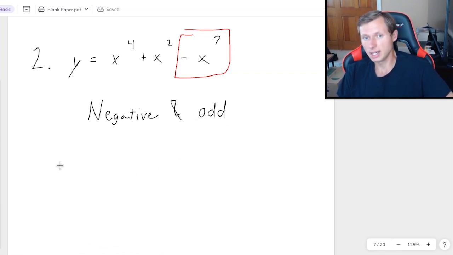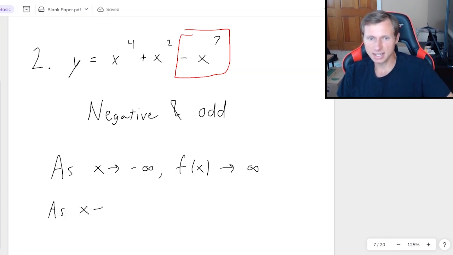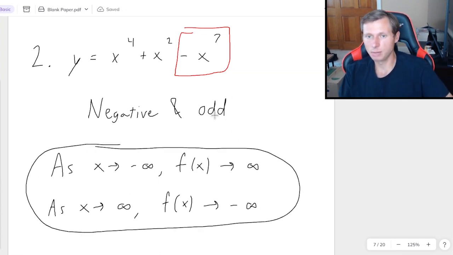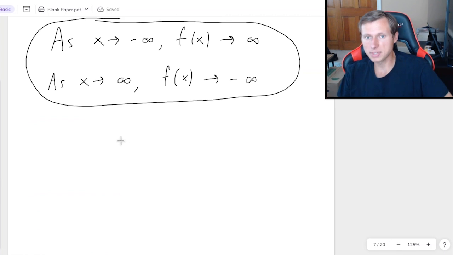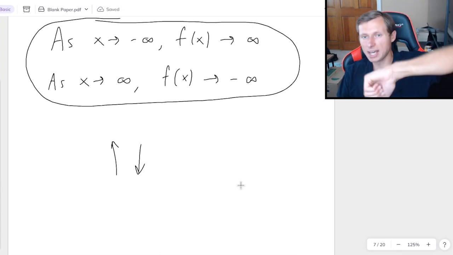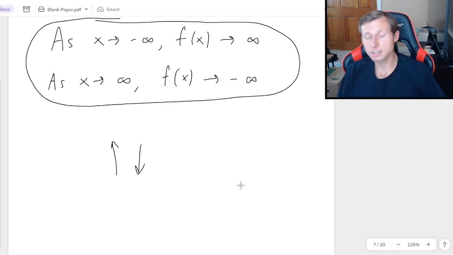And so immediately, I know the answer is going to be, as x approaches negative infinity, f of x approaches positive infinity. And then as x approaches positive infinity, f of x approaches negative infinity. And there we go. We're done. And what that looks like with the arrow representation is an arrow going up and then an arrow going down. Going up on the left side, going down on the right side. And that's it for that one.